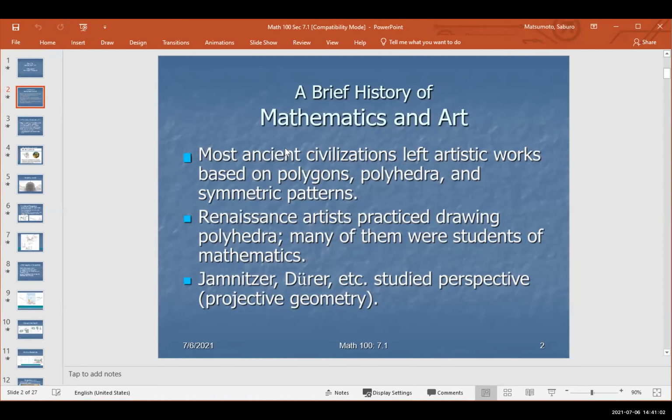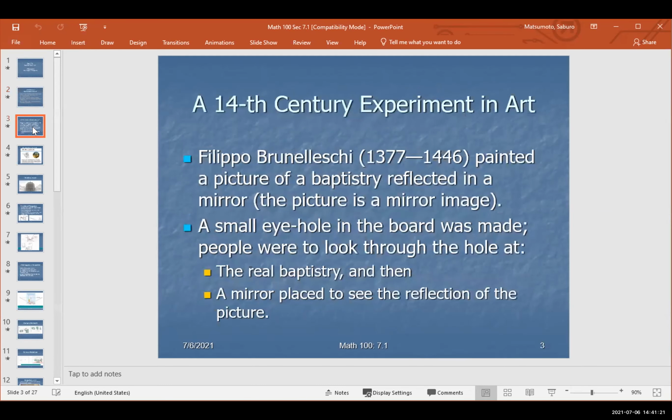Here is a brief history of mathematics and art. We talk about the Renaissance artists using polyhedra to practice their drawings, like Yamnitzer, Dürer, and other people. This is just some of the famous characters or people that appear in the history of art.